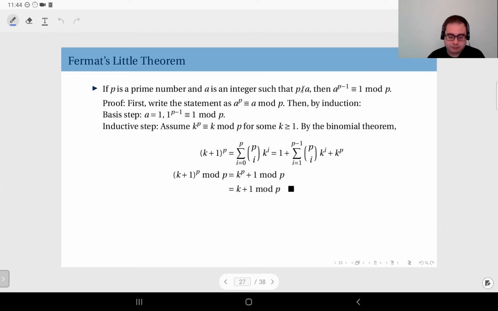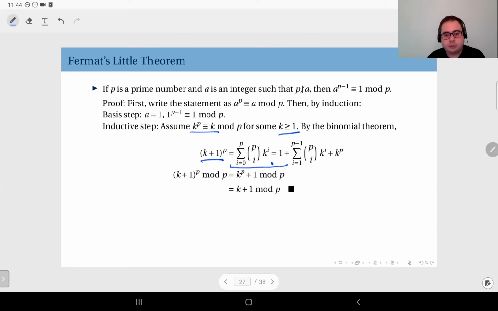The inductive hypothesis is for some k value greater than or equal to 1, k to the power p is congruent to k modulo p. And of course here k should not be a multiple of p. And by the binomial theorem, consider the following: k plus 1 to the power p. We can expand this as this statement here.